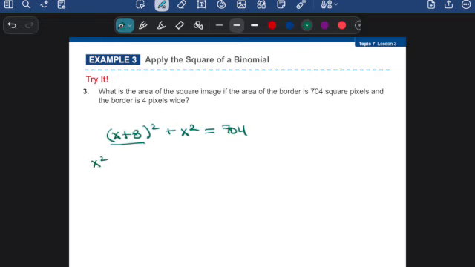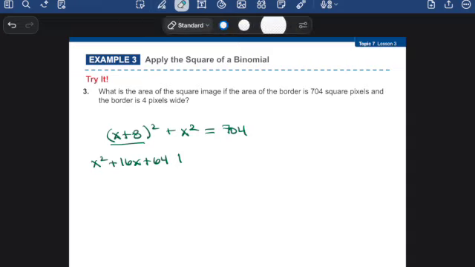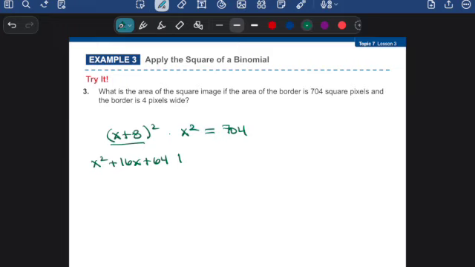A squared plus 2ab, 8 times x times 2 is 16x, plus b squared is 64. And sorry, this needs to be subtracting. We're subtracting the area of the picture. So minus x squared equals 704. The x squareds will cancel. So now I have 16x plus 64 equals 704. Subtract 64 from both sides.